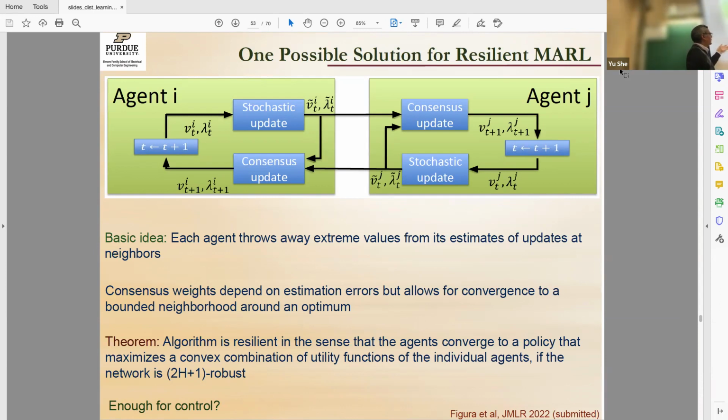And we can show that the algorithm is resilient in the sense that the agents converge to a policy that is within the neighborhood of the correct policy, provided that the network is connected. So this is a resilient MAL in the sense that it solves the problem we had, but is this enough for control or not? Right. So if you're using this maximizing a convex combination of utility functions, is it still stabilizing or not? Does it give any guarantee on how bad we can be? It's an open question, and if you have any ideas on how to approach this, I would be very eager to hear that.